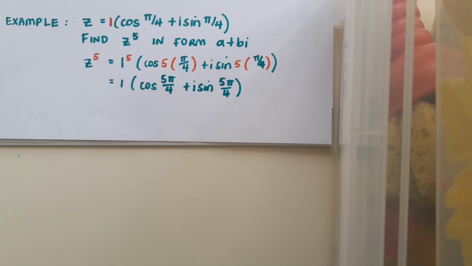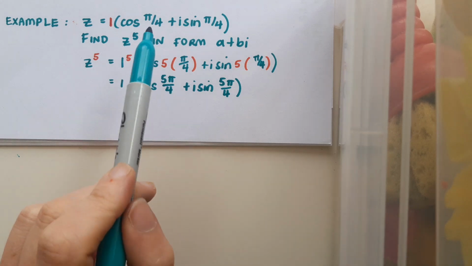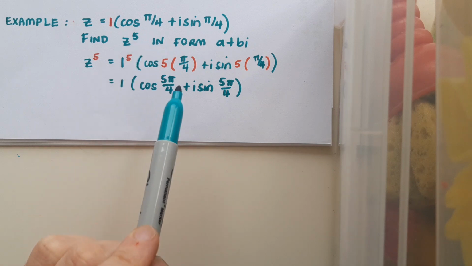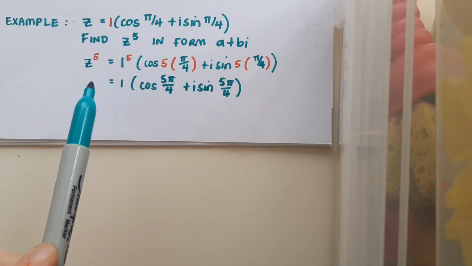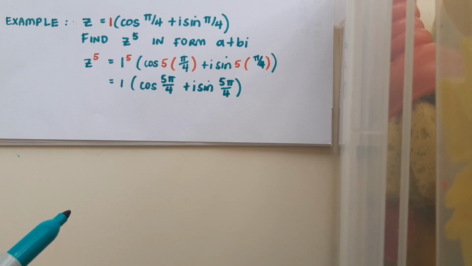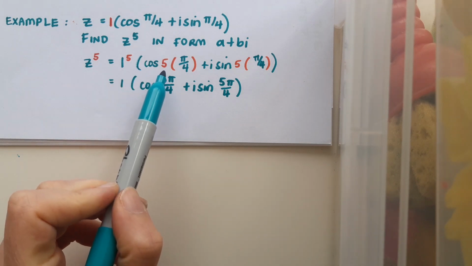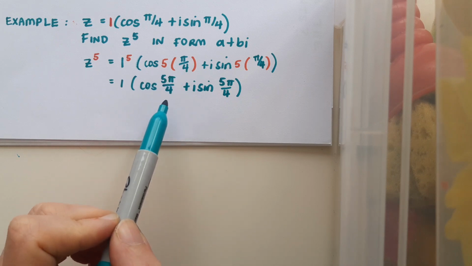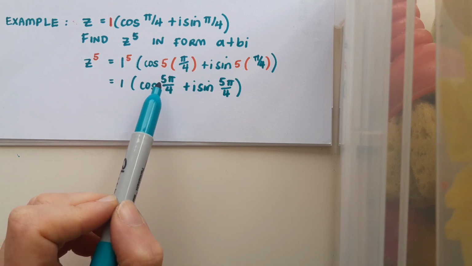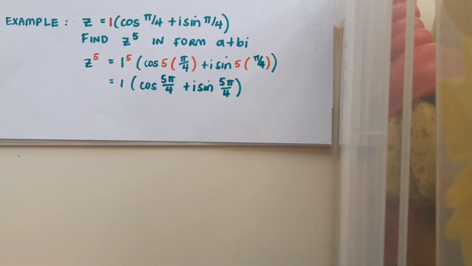And with relation to the argument, you can see that the original angle was pi over 4. And of course, if I'm putting z to the power of 5, I'm doing all those extra pi over 4 rotations, and there's 5 of them. So, of course, I'm going to end up at 5 pi over 4. That's just my 5 rotations of pi over 4.